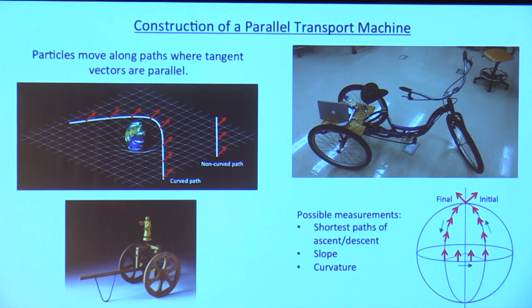We can measure some really interesting topographic properties using this machine. For instance, we can find the paths of fastest ascent and descent up a hill. That would be like the path that the bowling ball follows as it rolls down College Hill. And if we enclose a loop, we can measure the average slope and curvature of the surface that we've enclosed.